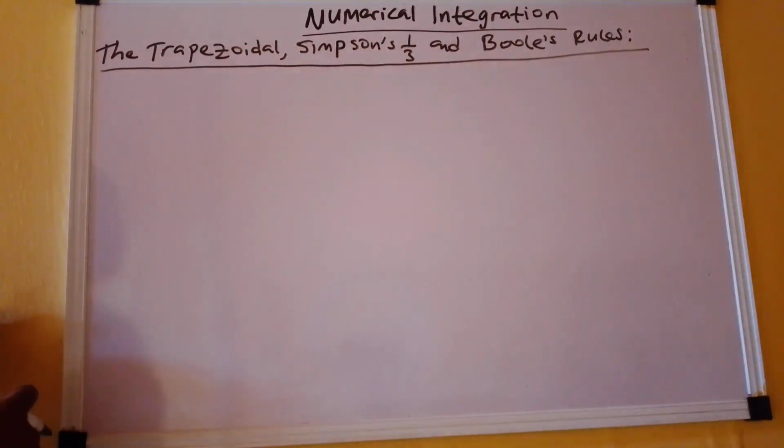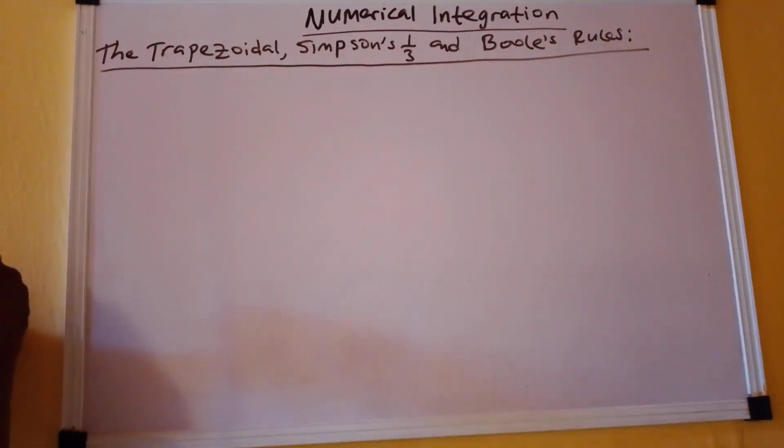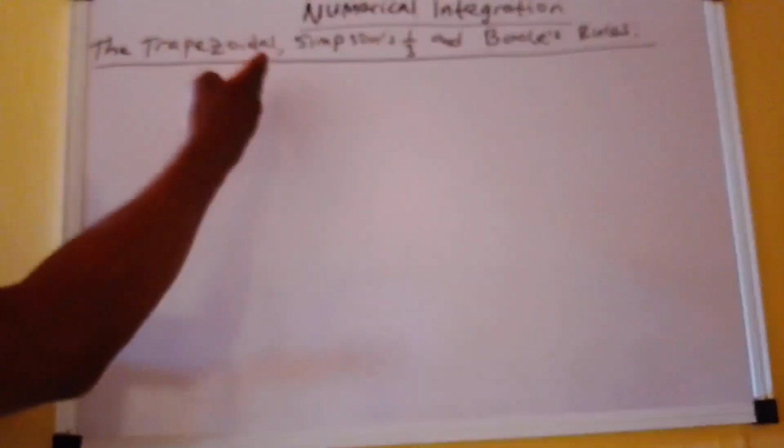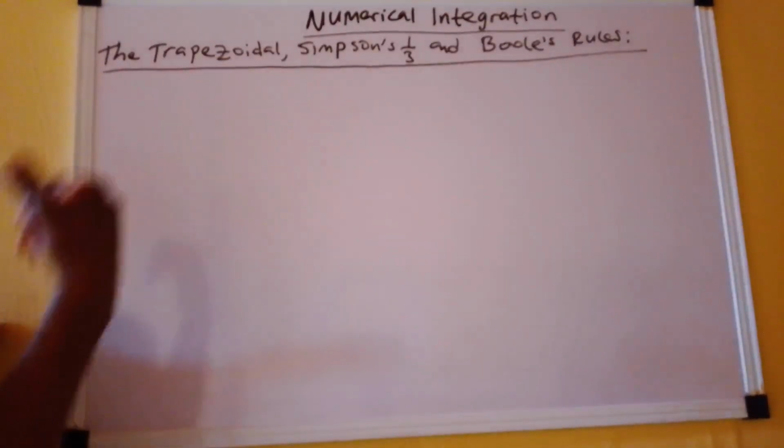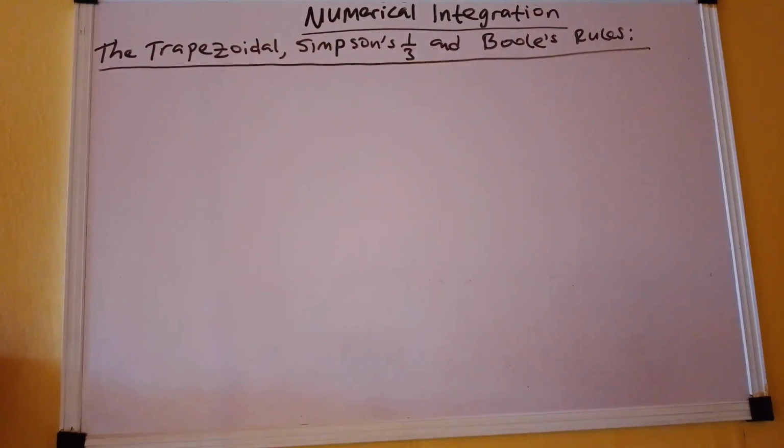Today we shall be looking at numerical integration, where we shall be using these three methods: the trapezoidal rule, the Simpson's 1/3 rule, and the Boole's rule to carry out numerical integration.